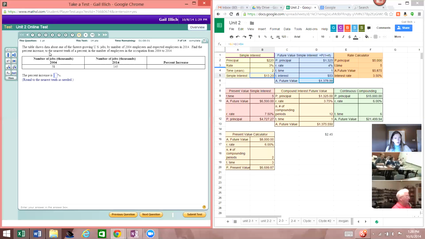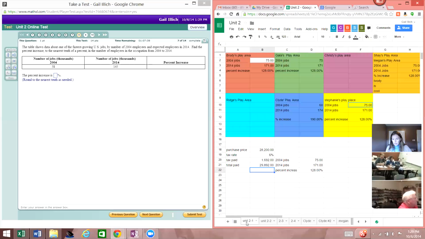Yep. All right. The table shows data about one of the fastest growing U.S. jobs by number of 2004 employees and expected employees in 2014. Find the percent increase to the nearest tenth of a percent in the number of employees in the occupations from 2004 to 2014. Okay, so that was in section 2.1. So percent increase, oh, I kind of have one, look. I already built a little calculator, and you guys did too.